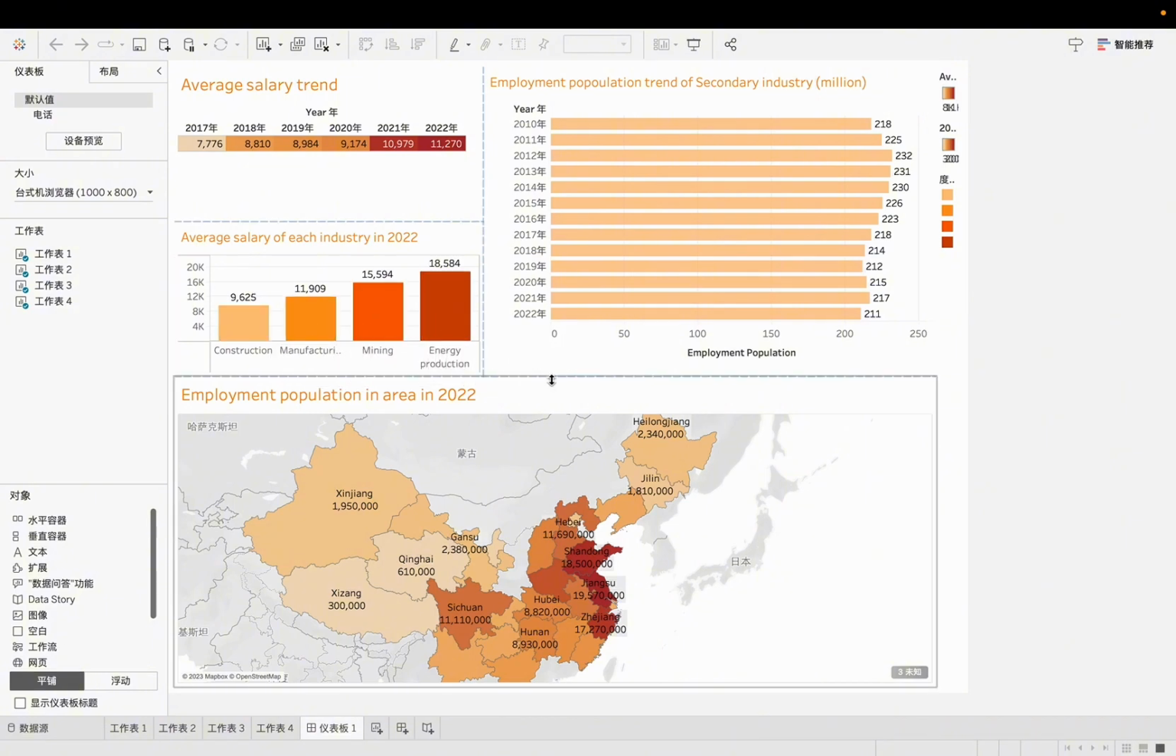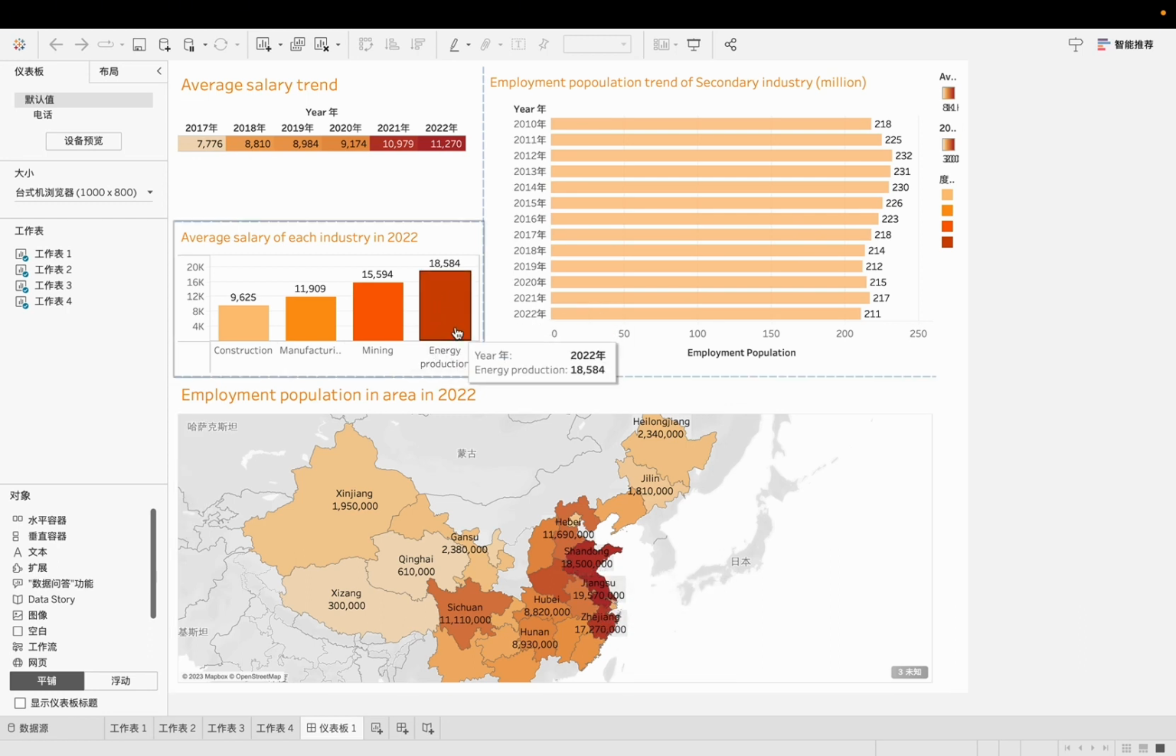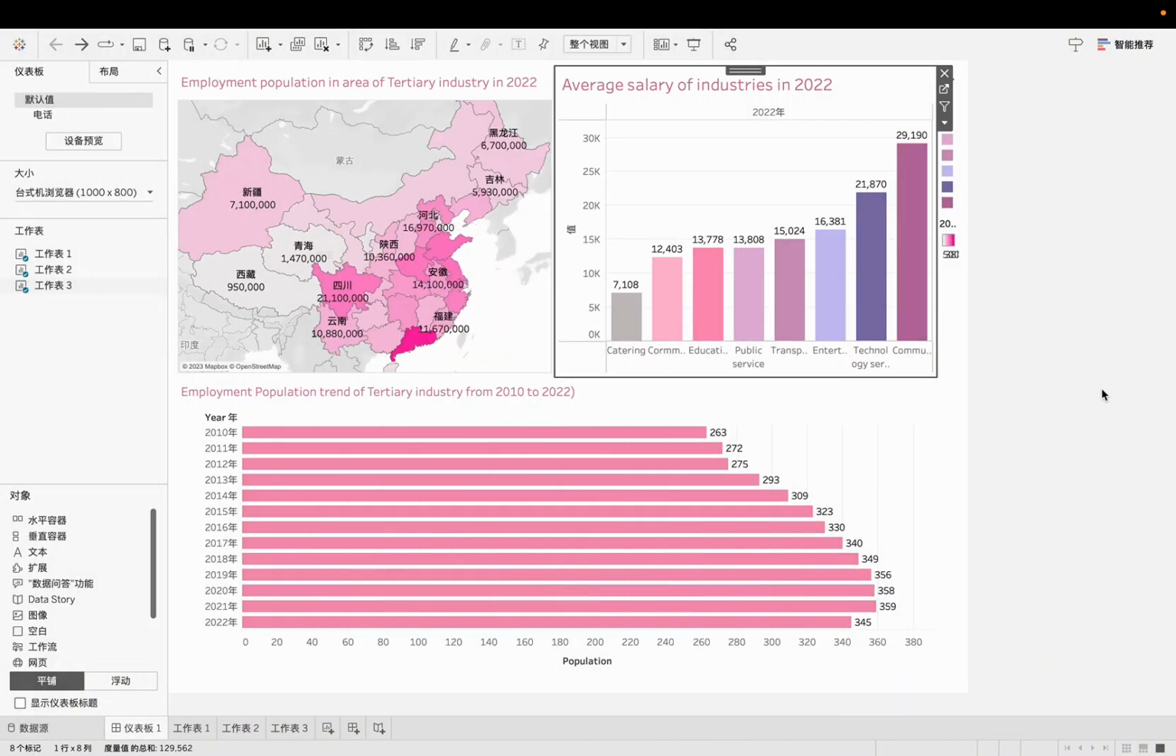So if you want to find a job in the secondary industry, you may need to go to the coastal areas, and you can choose energy production and mining. Tertiary industry. From the map, you can see it's also mainly concentrated in the coastal area.